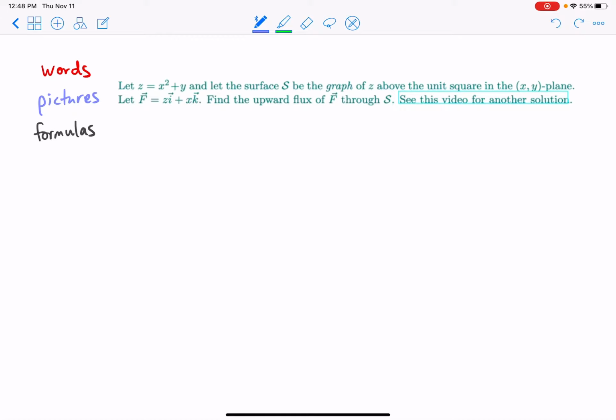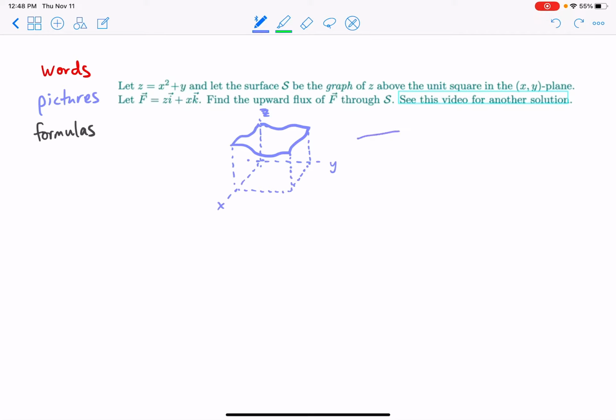So first, a picture. Here's our surface. It's going to be somewhere in space. So here's maybe x, y, z. And somewhere is the unit square, above the unit square in the xy plane. And so we have some surface up here, which is the surface, and it's defined by this equation.